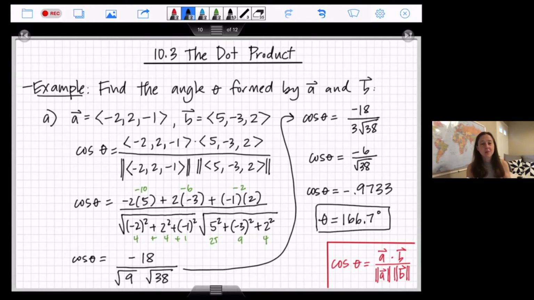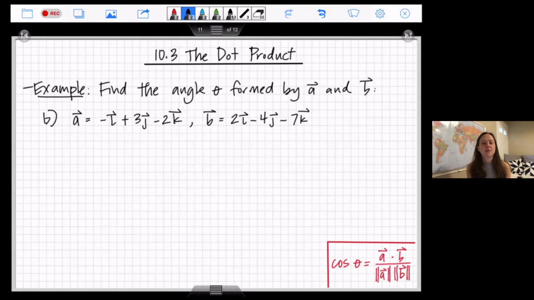All right, let's try another one. So another pair of vectors in R3, and they are written in IJK notation. So again, if you want to, you can convert these to component form if you're more comfortable with it. Feel free to leave them in IJK notation if it's okay by you.